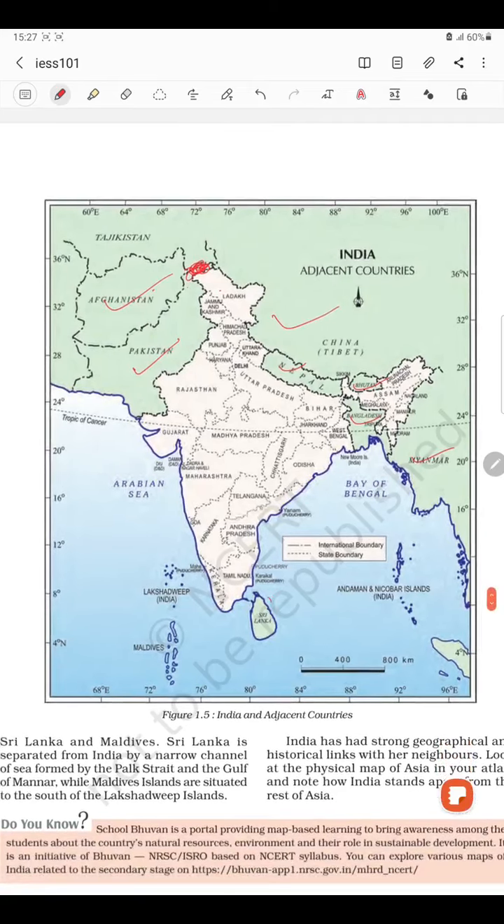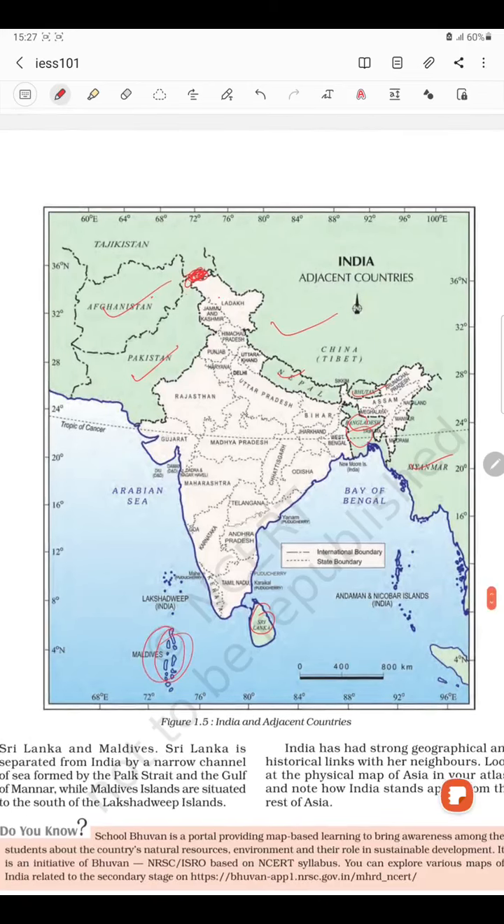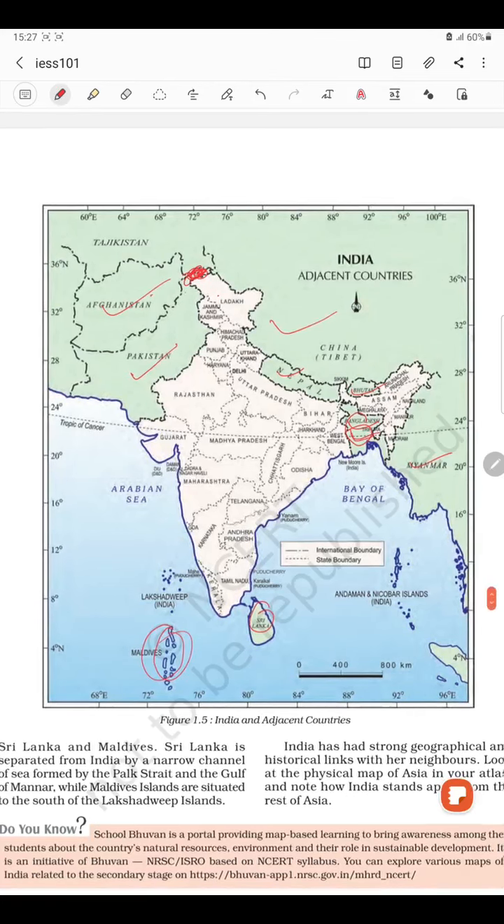Another one is Sri Lanka, and Maldives. These are also neighboring countries. The southernmost neighboring country of India is what? Maldives. Clear? One thing, remember this: Bangladesh shares the largest boundary with India. This is a very important question. Bangladesh shares the largest boundary with India. Clear? These are our neighbor countries. This is China.